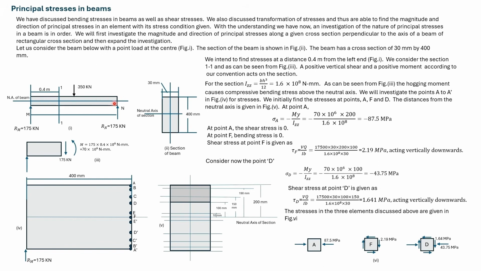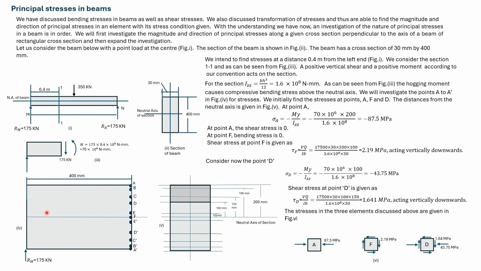Let us consider this beam with a load applied in the middle. A section at 1,1 is taken. This is the cross section of the beam. The portion to the left of section 1,1 is shown in this figure. These are the shear force and bending moment acting on the section 1,1. They are both positive.